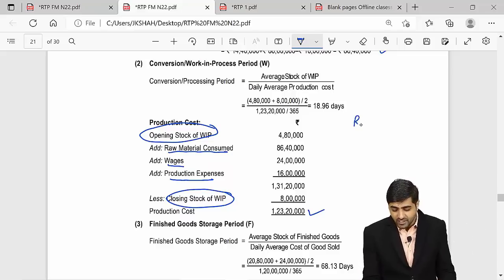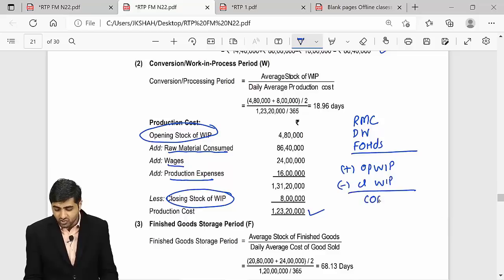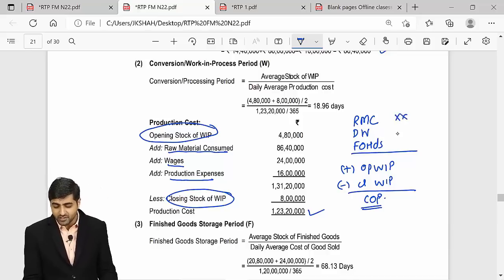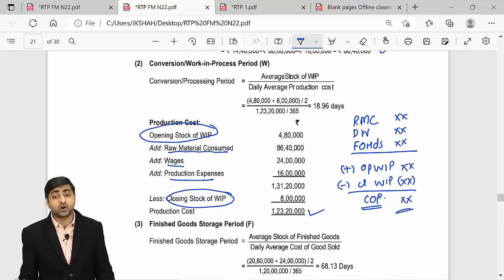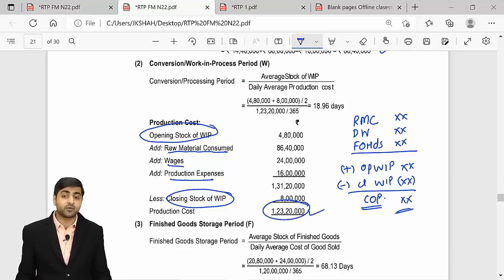What do we do? We take direct material consumed or raw material consumed, you add direct wages, you add factory overheads or production overheads, then you will add your opening WIP and subtract your closing WIP to something which will be called as your cost of production. So your cost of production will be raw material consumed, direct wages, factory overheads, add opening WIP, less closing WIP. So for your WIP holding period, this cost of production plays a very important role.